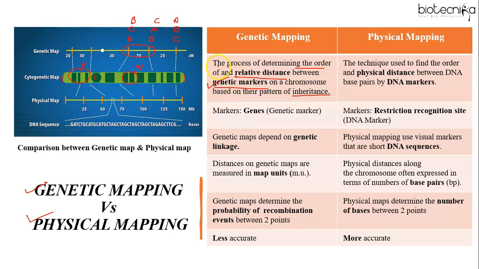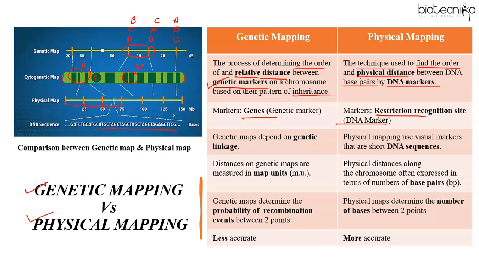For that we use genetic markers, which are the genes or can be specific DNA sequences that are inherited along with genes of interest. Physical mapping, however, is the technique which is also used to find the order, but it is used to find the physical distance, not the relative distance, between DNA base pairs by DNA markers. So physical mapping provides the accurate physical distance between the DNA markers in terms of nucleotides. A DNA marker can be a restriction recognition site. As you can see here, the distance between the genes is determined in terms of base pairs.